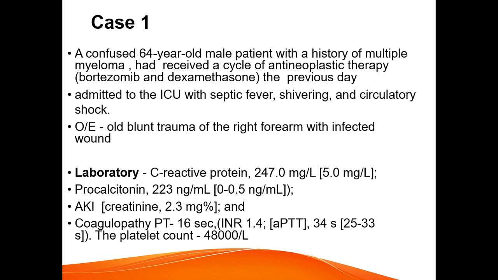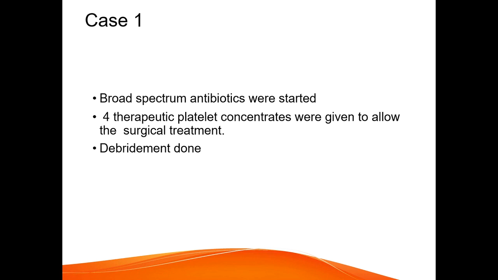There was AKI, coagulopathy, PT was 16 seconds, PTT 34 seconds, platelet counts were only 48,000. So this patient was immediately fluid resuscitated, started on broad spectrum antibiotics, and a debridement was planned after stabilization because the patient was in severe sepsis, septic shock. So what is your diagnosis on this?